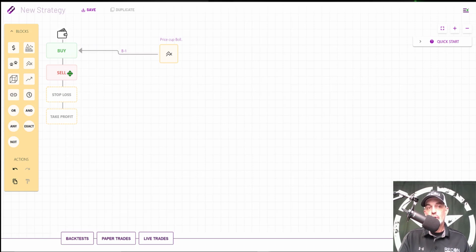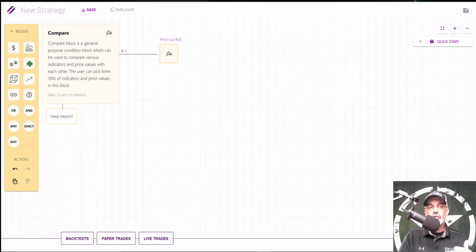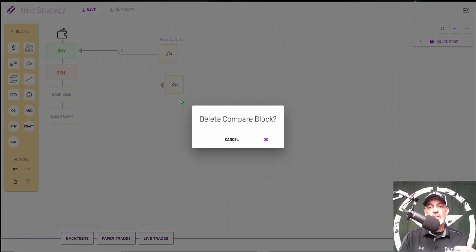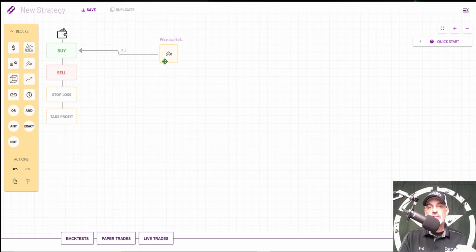Now I need to set up my sell trigger. And that is going to, again, rely on Bollinger Bands. So I could click and drag and drop another compare box. But in this case, since I'm using pretty much the same settings as my buy box.